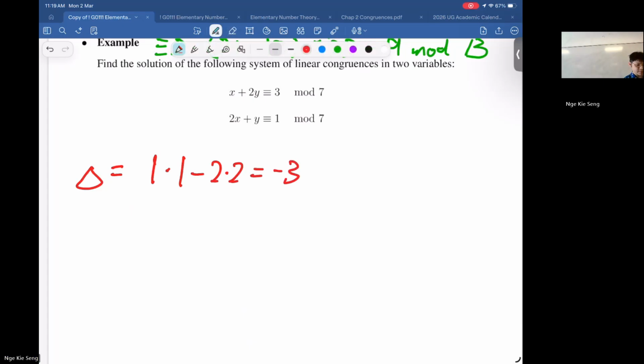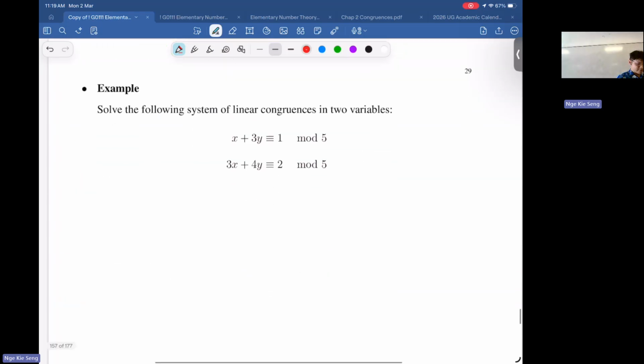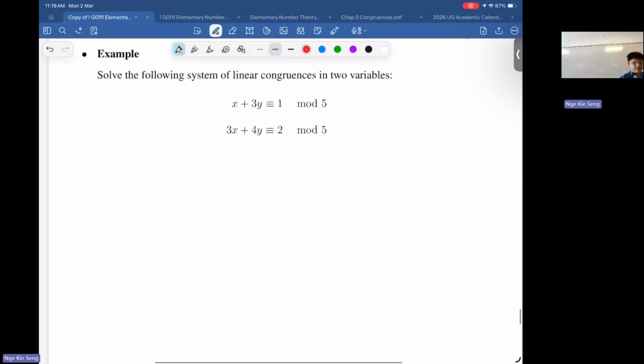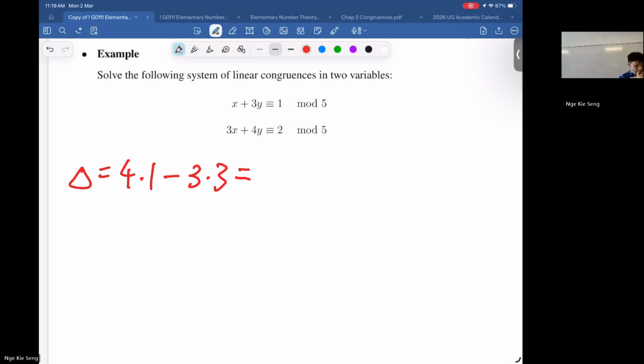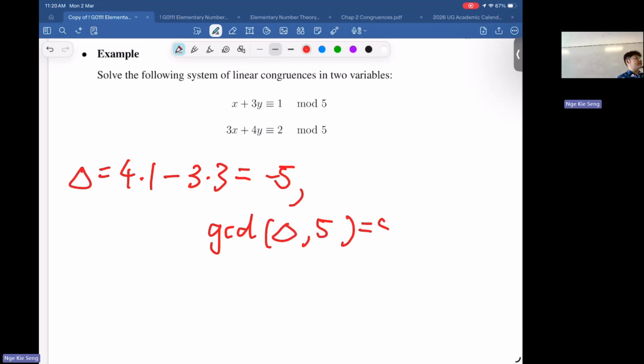Wait, let me see. Sorry, I picked the wrong question. Let's change to this question. Yeah, this one. Try this one. If you find the delta is 4 times 1 minus 3 times 3, which is minus 5. Now the GCD of delta and 5 is what? 5. It's not 1 anymore. So you cannot use the theorem.